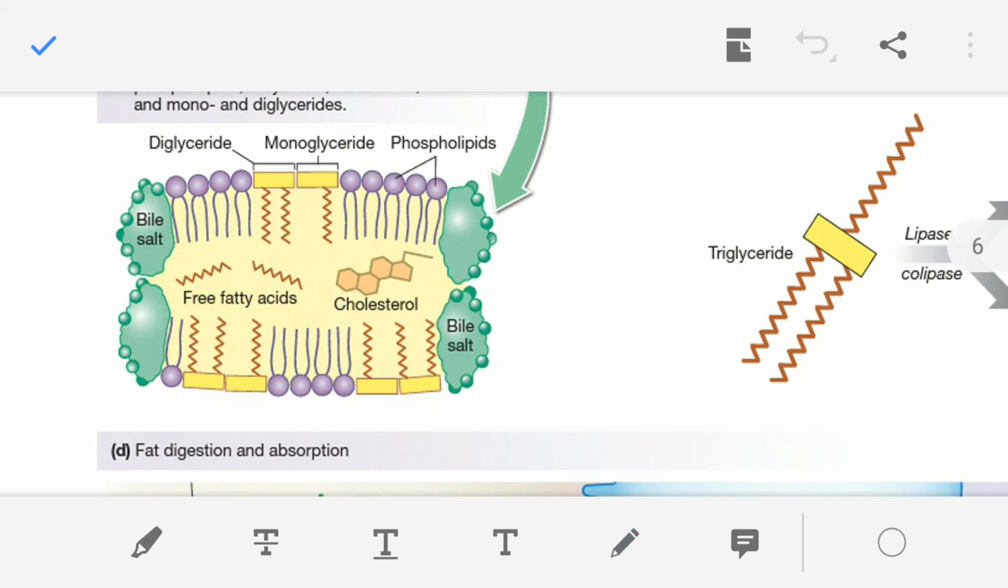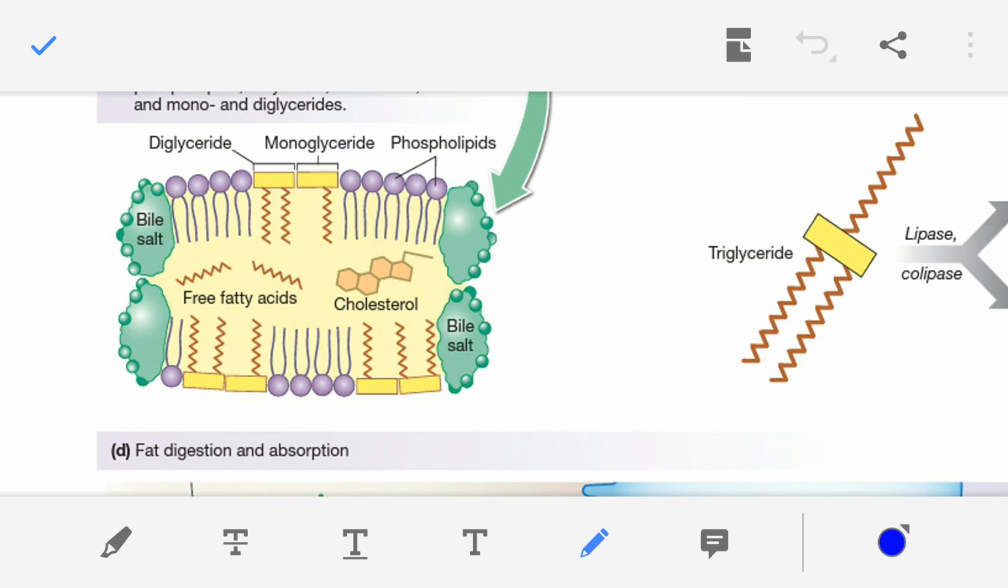they are covered by bile salt and the purple color molecule. So these are the lecithin. So lipid digestion products are covered exteriorly by the bile salt and the lecithin.